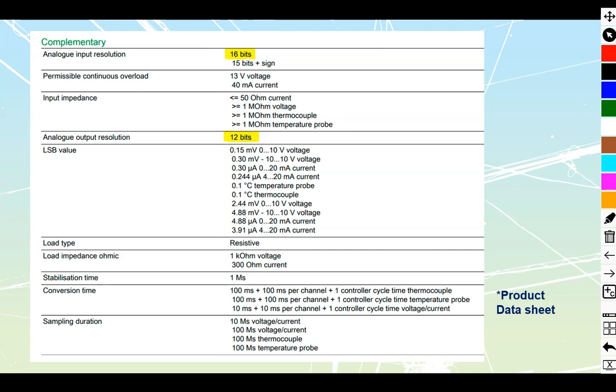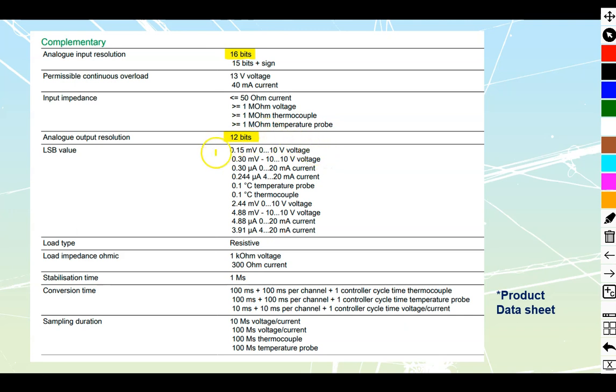This is standard, that inputs are usually going to be one block larger, or half of a byte larger. So 16 bits that we can take for our inputs, that's 15 bits plus a sign. My output is going to be 12 bits. It should also be listed as 11 bits plus a sign, so you can go plus or minus with it as well.